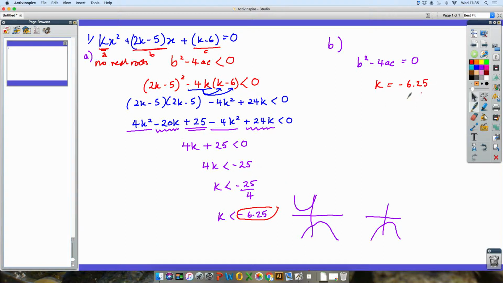And if k is minus 6.25, it's going to have repeated roots. They're going to be the same. It's going to be 0. It would exactly touch the axis somewhere.